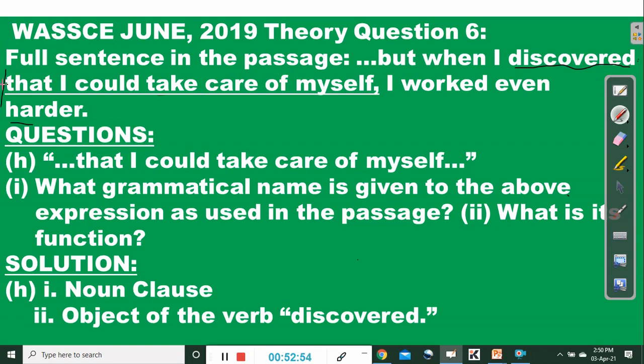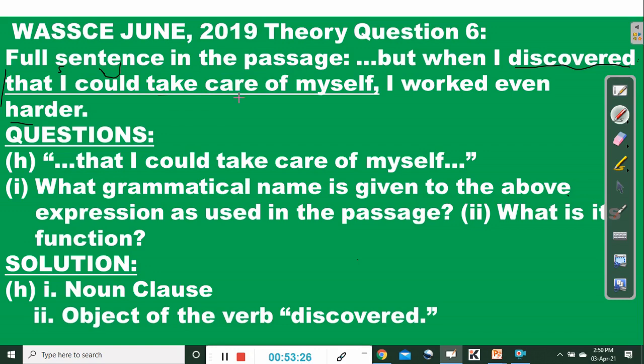But now let's look at the group of words here: that I could take care of myself. So here we have I, which is a subject, and could take care, which is the verb. All right, could take care of myself. So we have a subject and a verb here, and that shows us that this is a noun clause. So that is how we identify the grammatical name.